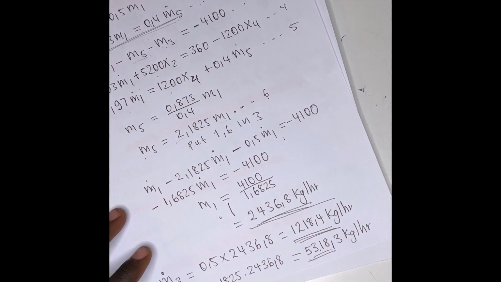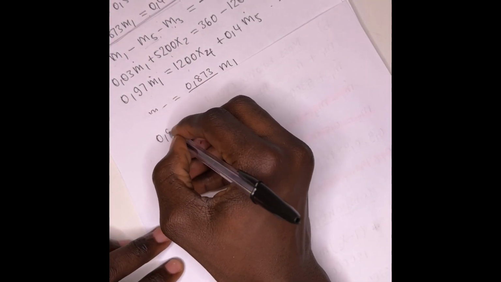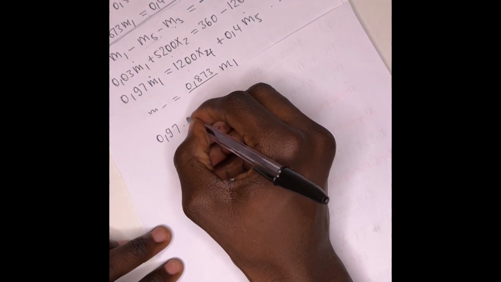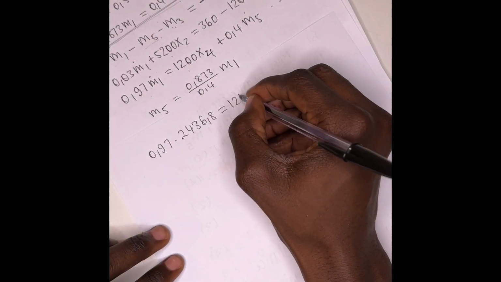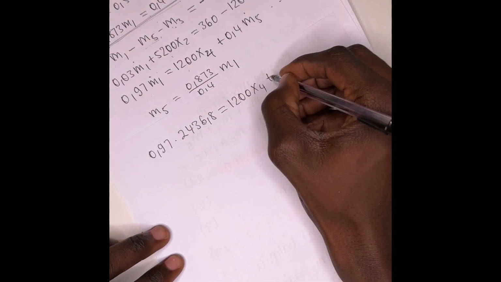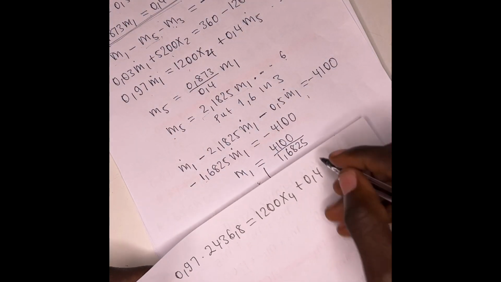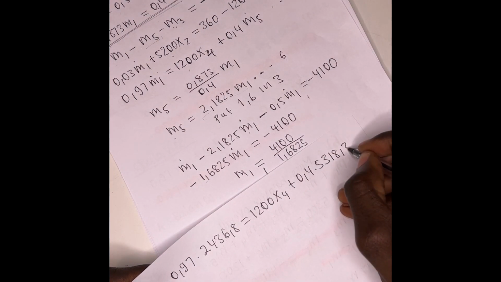Let me just take another paper. Okay, can you all see? So it is 0.97 M1 here, N1. What is M1? M1 we already found is 2436.8, equal to 1200x4 plus 0.4 N5. What is N5? N5 is 5318.3. So from here we can now solve for x4, which is very easy, right? It's a straight one.